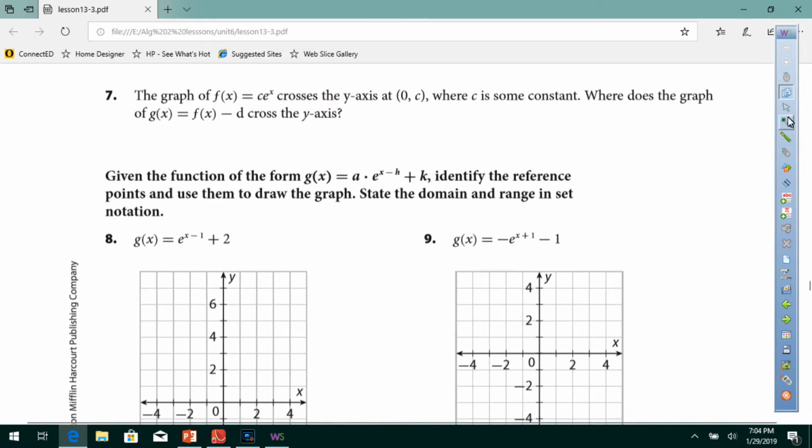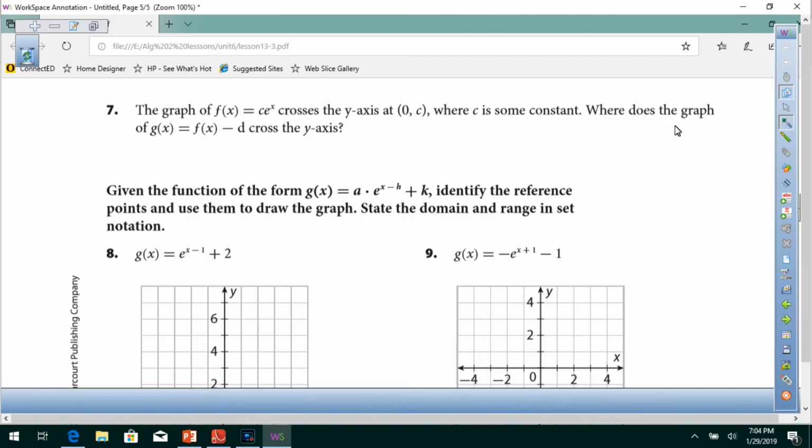Okay. Number 7, the graph of f of x equals c times e to the x power crosses the y-axis at 0, c, where c is some constant. Where does a graph of g of x equal f of x minus d cross the y-axis? You know, let's try that.